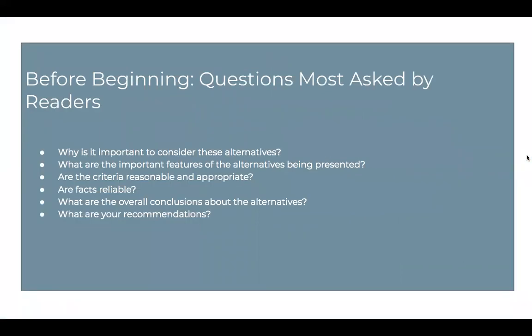Before beginning, there's a few questions that are most commonly asked by your readers or the client that you are conducting a feasibility study and report for. Some of the most popular ones are going to be, why is it important to consider these alternatives? What are the important features of the alternatives being presented? Are the criteria reasonable and appropriate? Are your facts being presented reliable and from reliable sources? What are the overall conclusions about the alternatives you're presenting? And what are your recommendations, or what would you do in our situation?